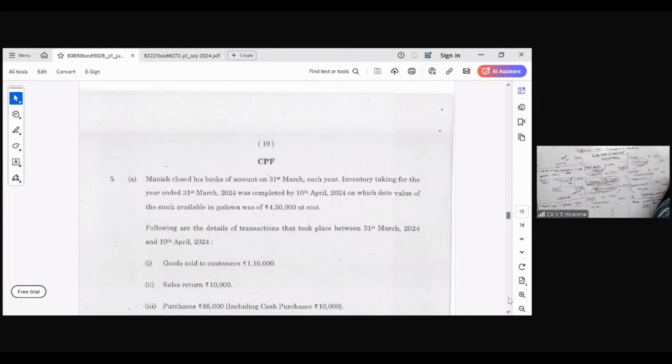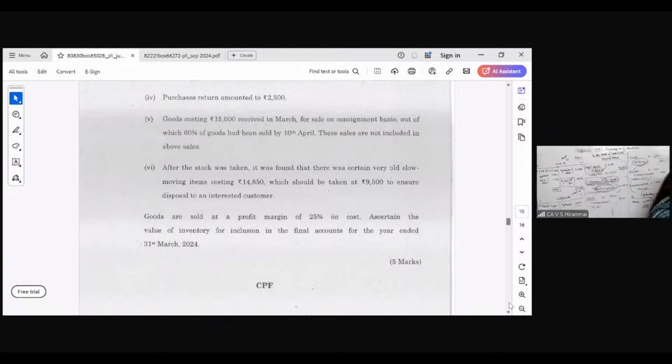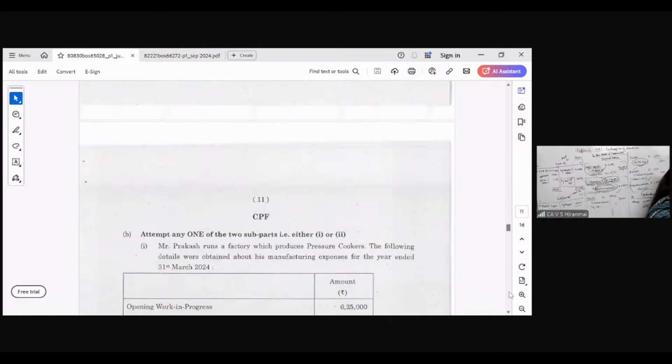Now come to question number 5. In question number 5, 5A is from inventories. So here in the 5th question, they can ask you from inventories, they can ask you from BRS, or they can also ask you from rectification of errors. Okay. So find out the value of inventory. So this is an inventory question which has come for 5 marks only.